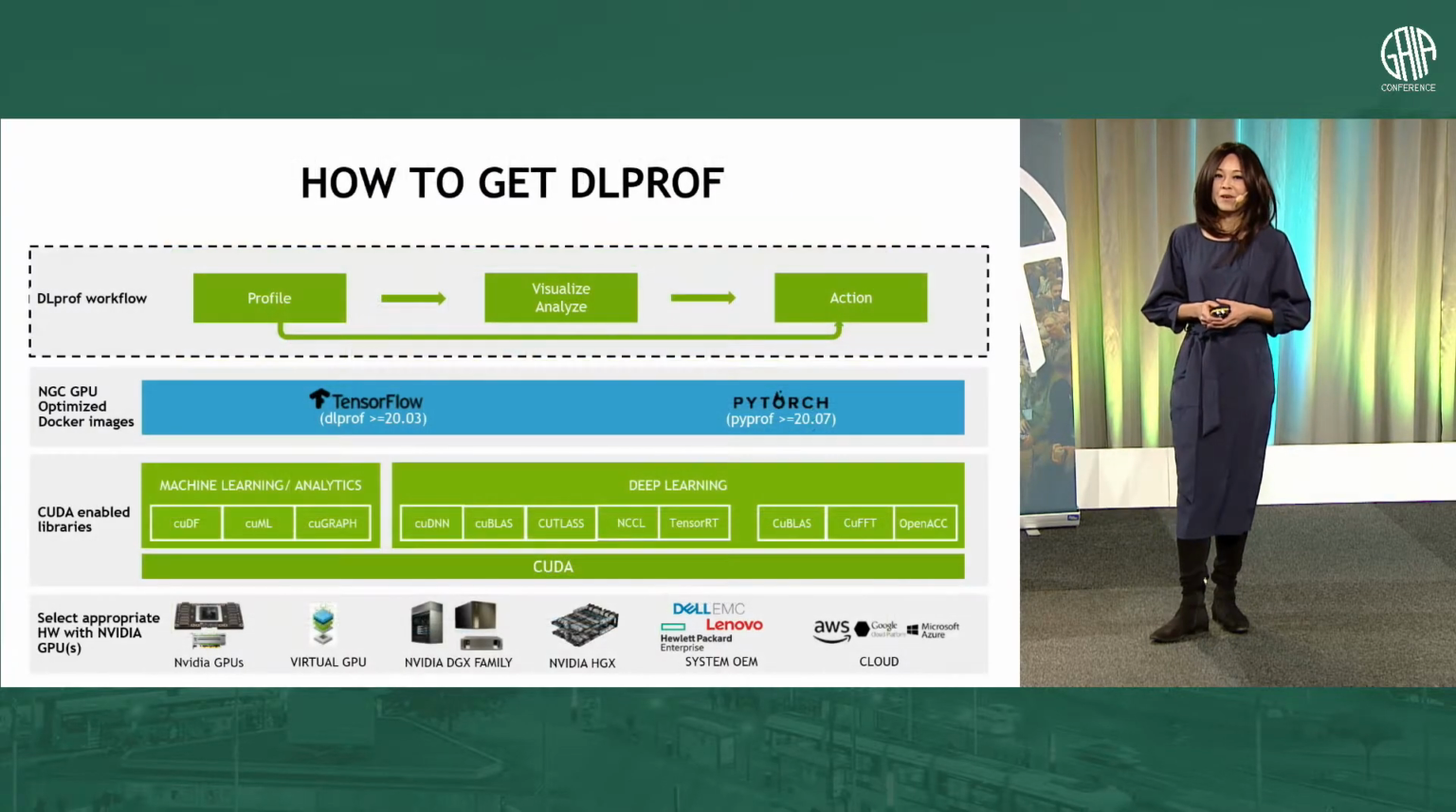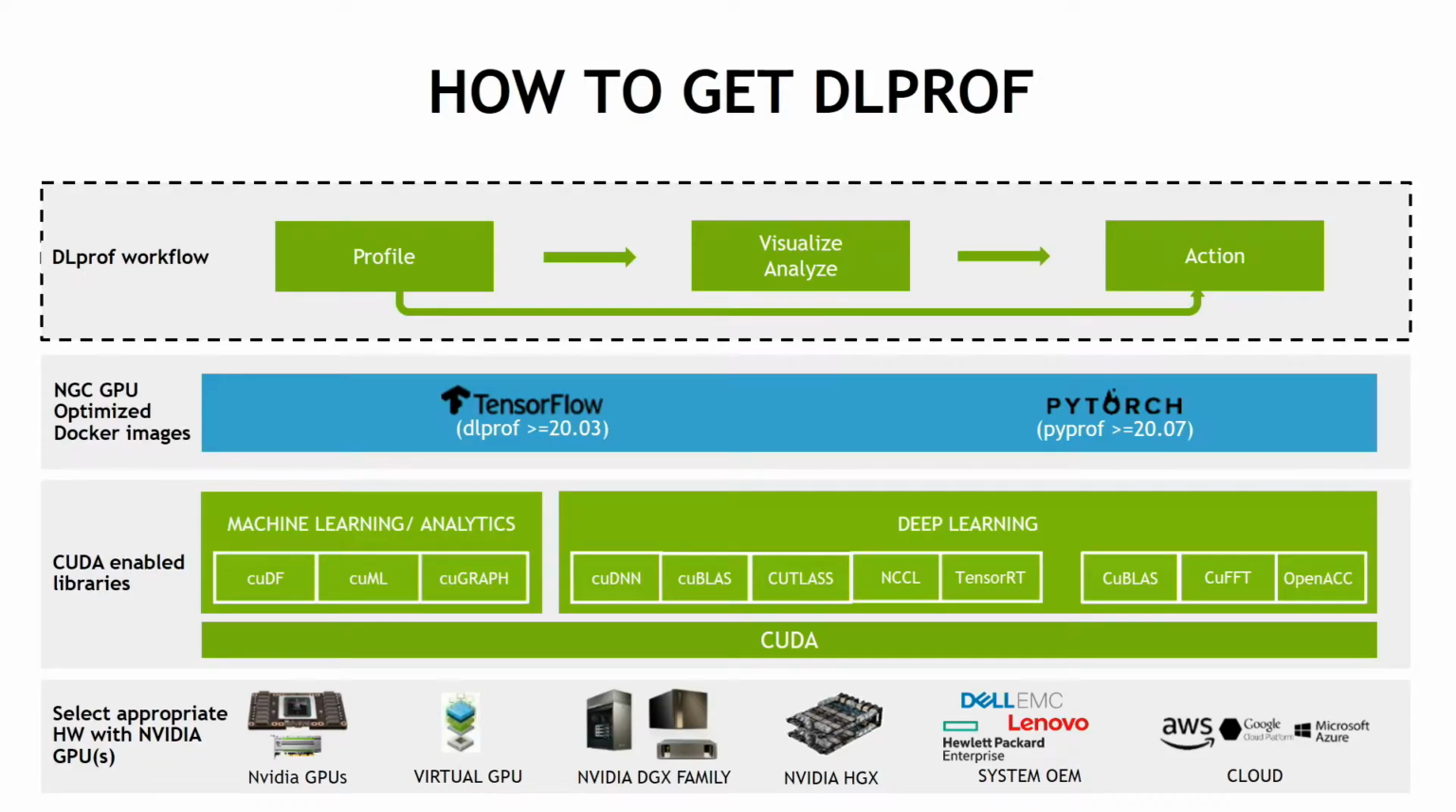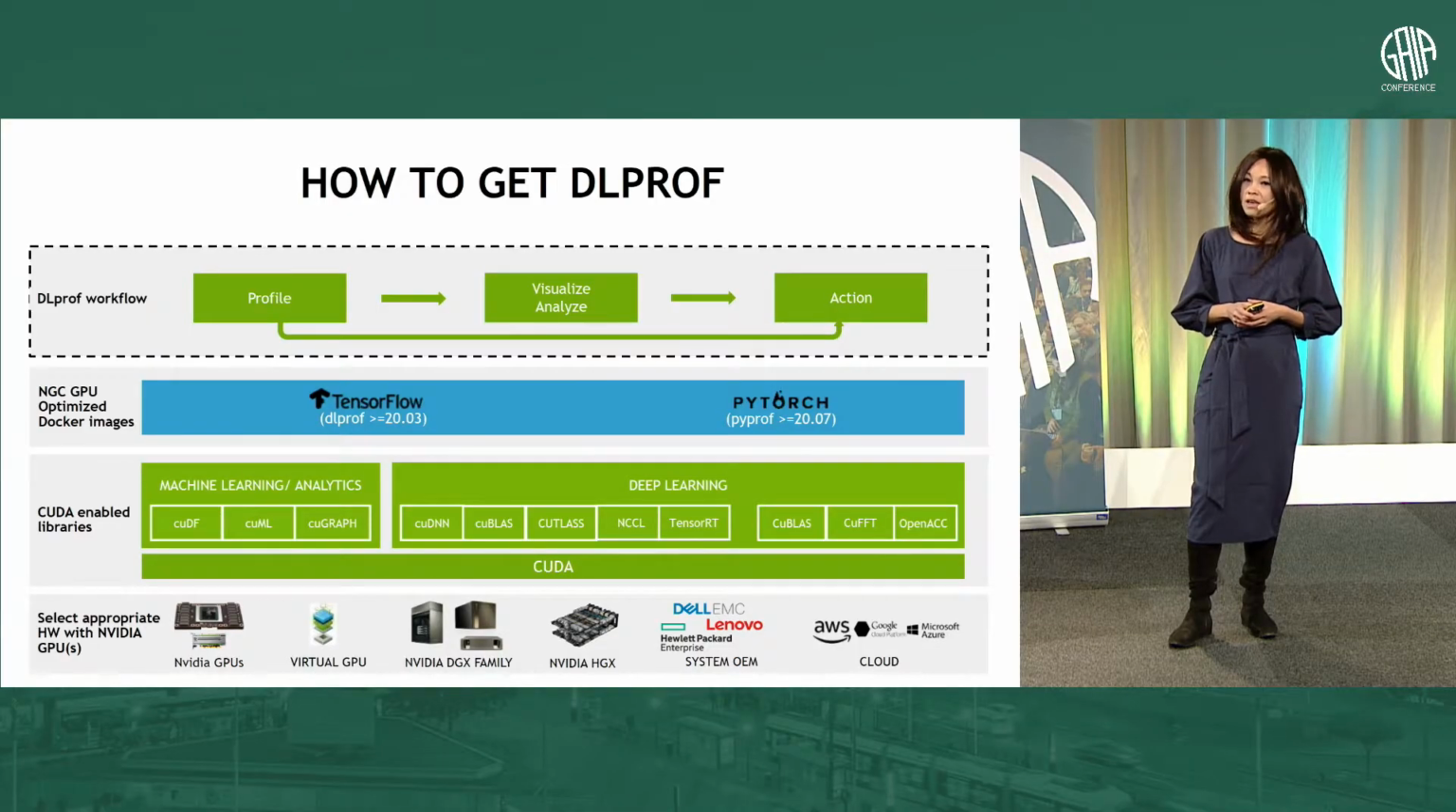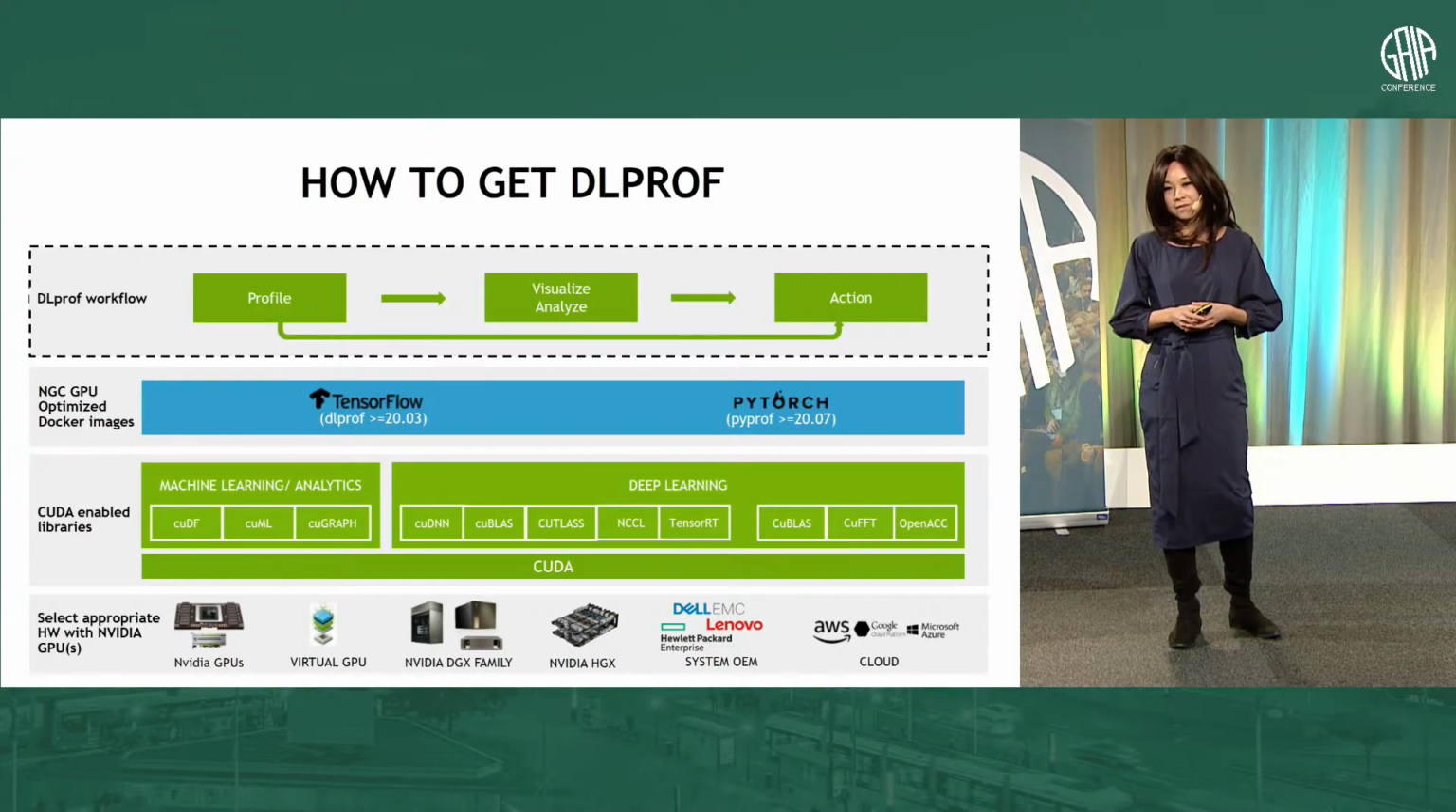Now, remember I told you guys that that particular slide has something to do with my talk today? This is about it. We have already talked about the hardware with Nvidia GPU in it, the bottom layer. We already talked about how you have to use compatible CUDA libraries, the driver. Now, to get this tool called DLProf, you need to pull and run the NGC Docker image. For TensorFlow, it has to be greater than or equal to 20.03. And for PyTorch, it's called PyProf. It has to be greater than or equal to 20.07. Then you can get to work.